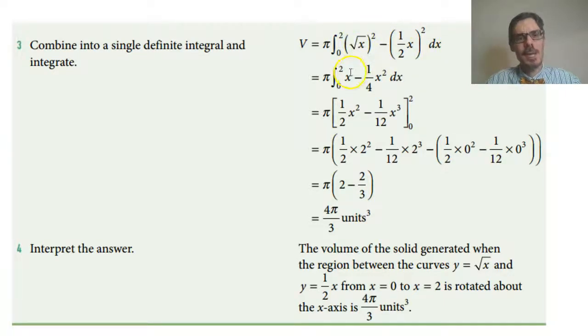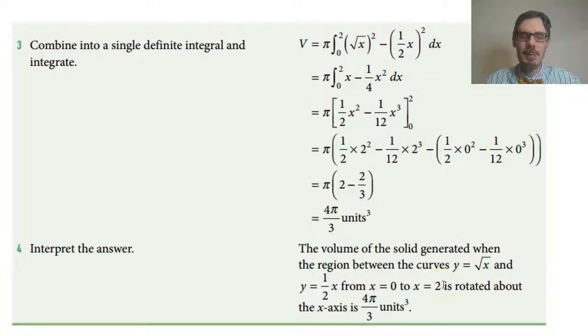This one is just x. This one is a quarter x squared. You can integrate each of those, put in your values and subtract. Some of them turn out to be very easy because you're multiplying by 0, and here's your answer. Interpret that as a volume. 4/3 pi was the volume of the solid generated between those two.